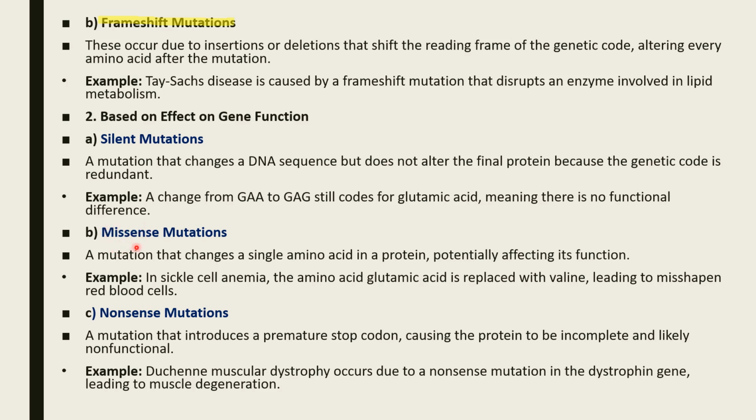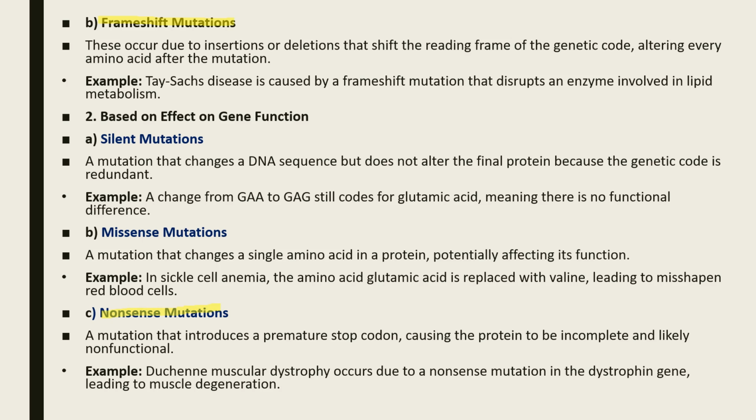And number B is missense mutation, a mutation that changes a single amino acid in a protein, potentially affecting its function. For example, in sickle cell anemia, the amino acid glutamic acid is replaced with valine, leading to misshapen red blood cells. And the last one is nonsense mutation, a mutation that introduces a premature stop codon.